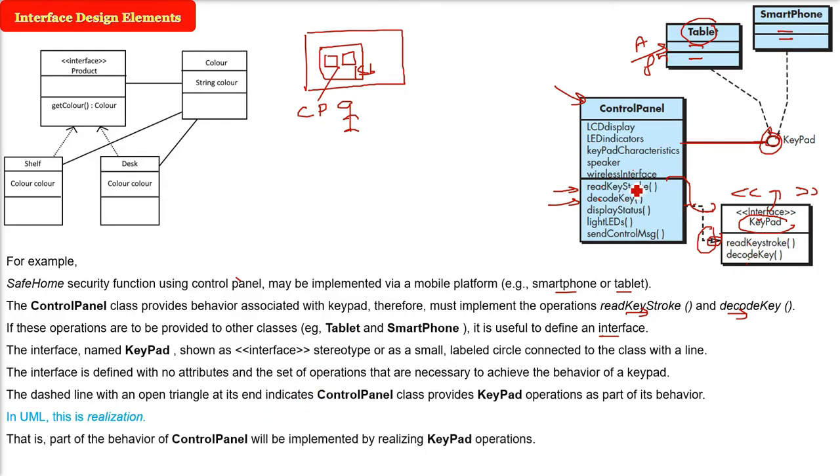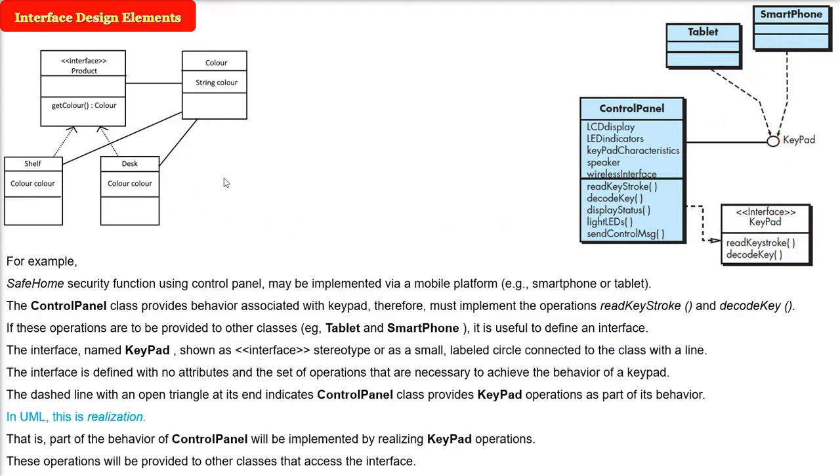Okay. That is part of the behavior of the control panel. Who is going to implement it? The keypad operations. Who is going to implement it? The tablet operation. Who is going to implement it? The smartphone operation. Right? So these operations will be provided to other classes that are going to access the interface. The interface will show that if you want to use the control panel, you have to implement these functions. So those who want to access the control panel have to implement it.